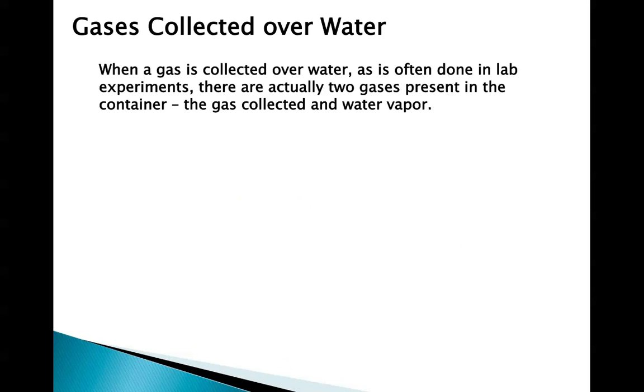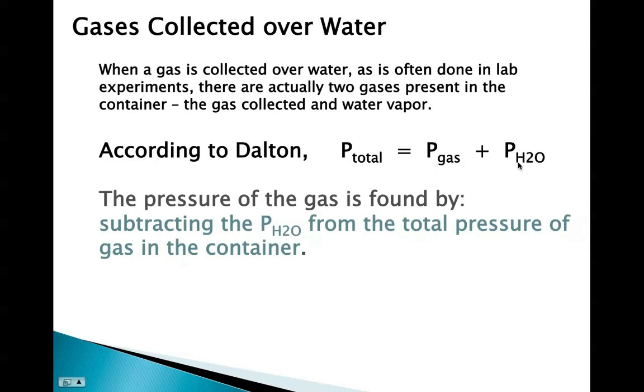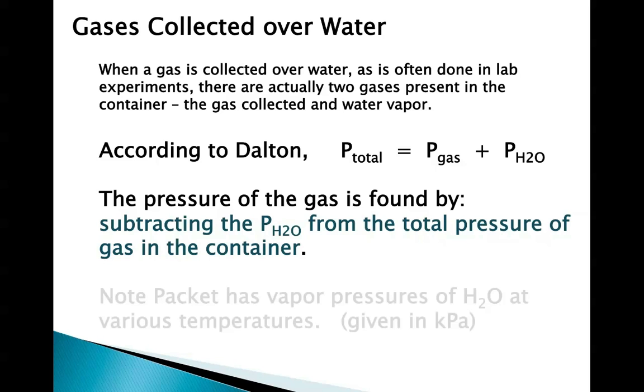So when a gas is collected over water, again, we have two gases involved. According to Dalton, this is the equation that we would then use: our pressure total is equal to the pressure of that gas collected plus the water vapor pressure. The pressure of the gas is found by subtracting that water vapor pressure from the total pressure of gas in the container.